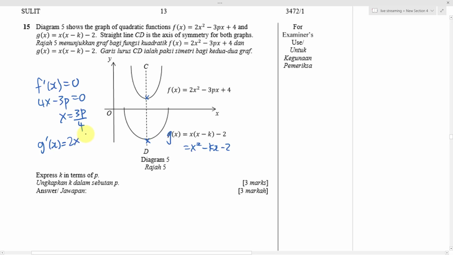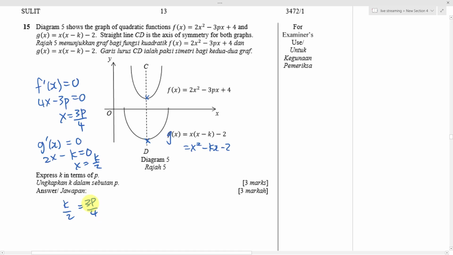So the derivative should be 2x. At the minimum point, g'(x) equals 0. This one should be 2x minus k equals 0. So x equals k over 2. But because they have the same x value, I can substitute my x into the x here. So I can say k over 2 equals 3p over 4.